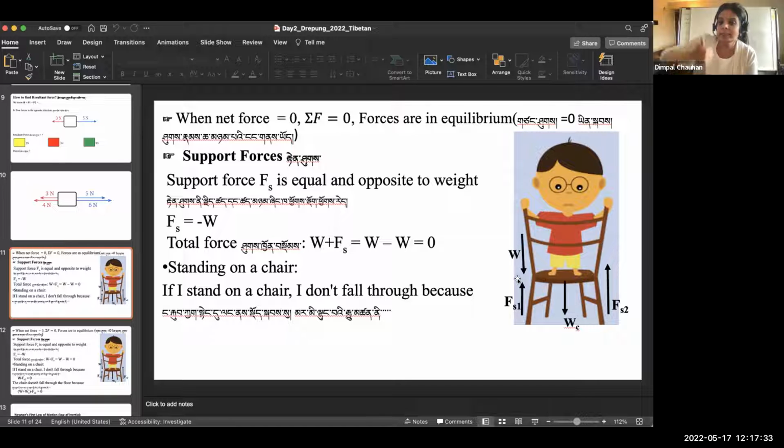And now we need something because he's not falling. So there must be some other force acting upwards, the reactive force. And here in the Paul Hewitt book, they just use support forces. So there is a support force that helps Oscar and the chair, it supports the weight and they don't fall.